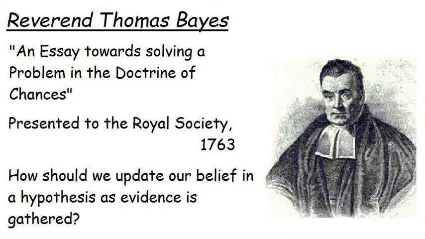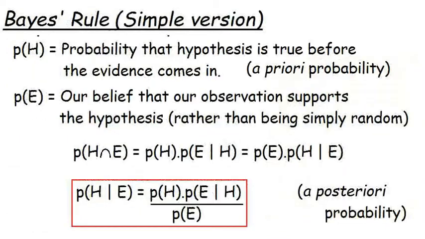Being a gambling man, the hypotheses in his case were, I suspect, the chances of any particular horse winning a race, and the evidence that he wanted to account for being weather conditions, the firmness of the racecourse, and so on. His ideas are written up in a paper called An Essay Towards Solving a Problem in the Doctrine of Chances, how they referred to probability theory in those days, which was presented to the Royal Society in 1763 after Bayes' death. Bayes' rule appears in two forms, a simple one and a slightly more complex one.